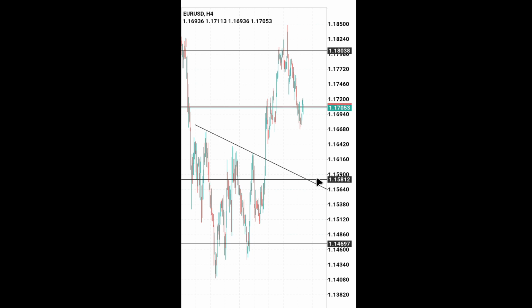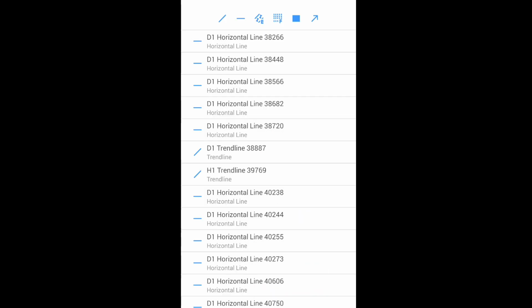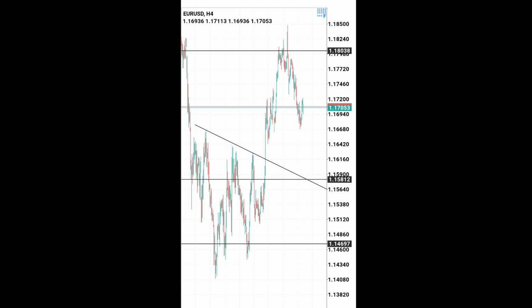If you also want to add to that, you can add your Fibonacci retracement too. So if we add our Fibonacci from this swing low to this swing high, that will show us the areas where price could be heading to.